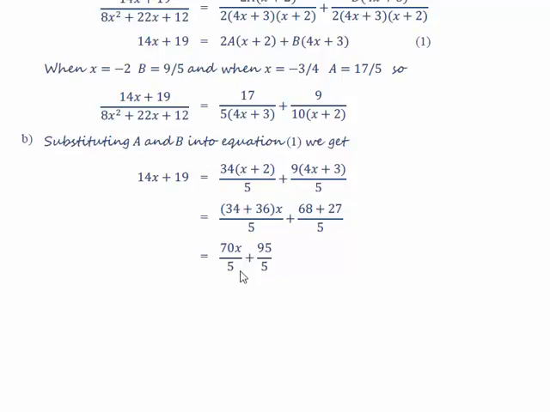5 goes into 70 14 times and 5 goes into 95 19 times. 14x plus 19. So our values for a and b are correct.